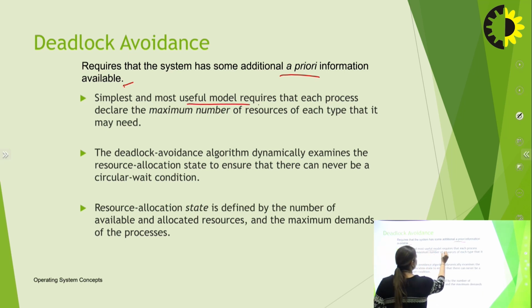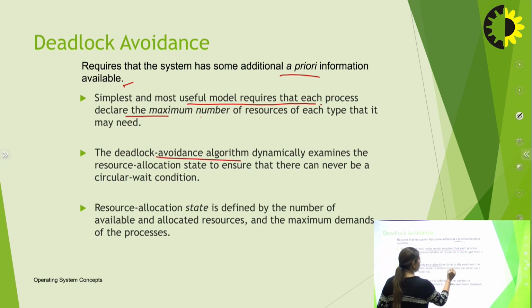The simplest and most useful model requires that each process declares the maximum number of resources of each type that it may need. Now, when the process enters into the system, it has to declare that in my lifetime, how many resources I will use. So that the OS comes to know that these resources will be acquired by this particular process.